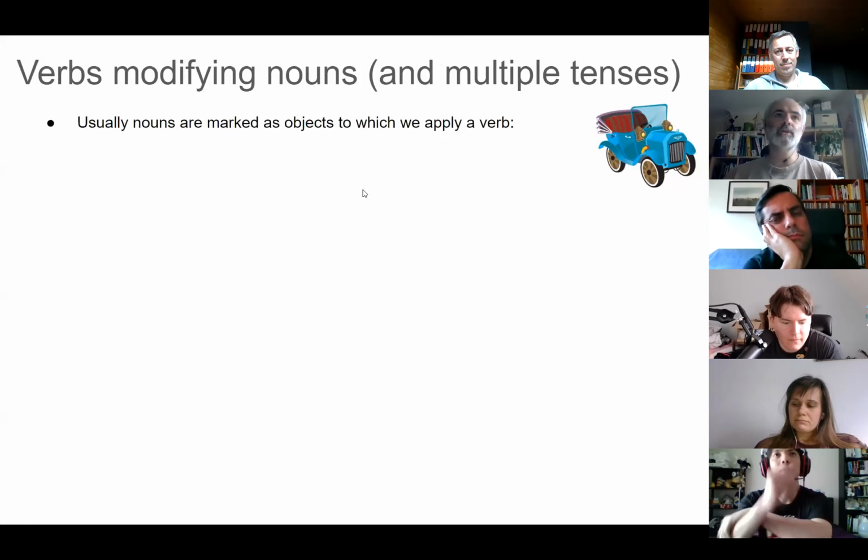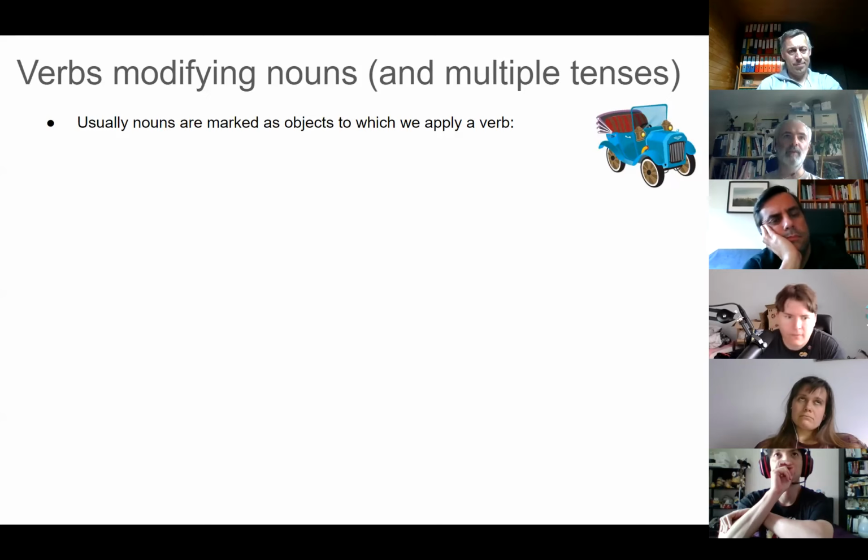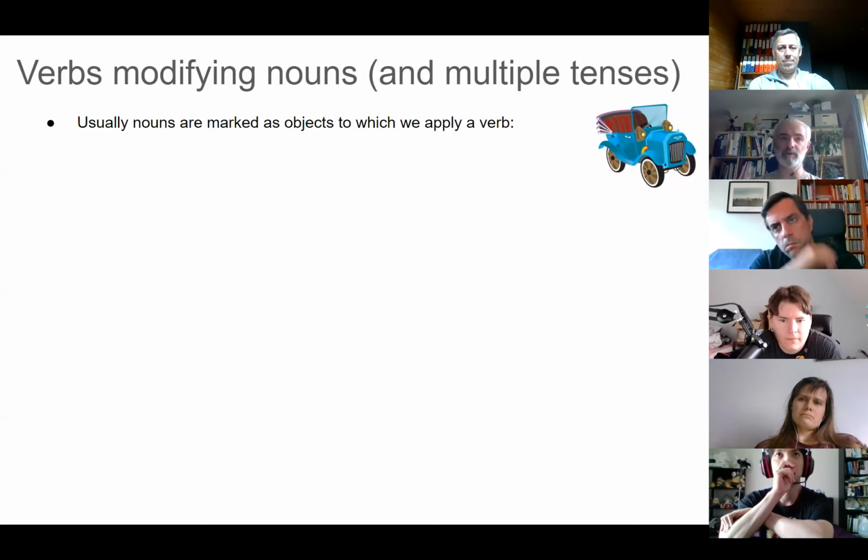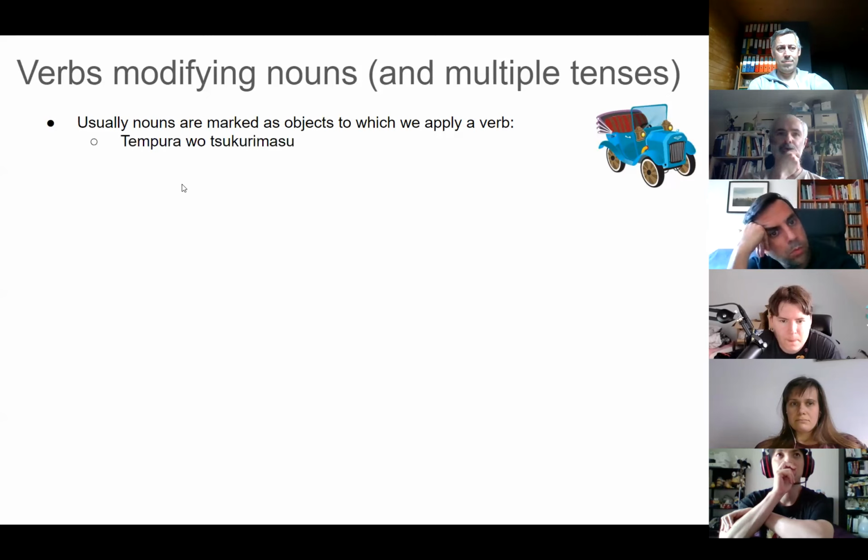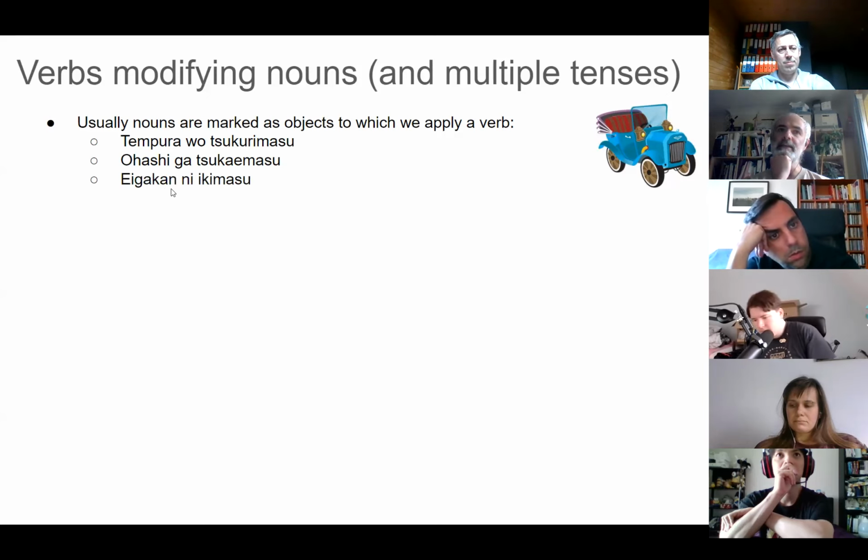So, usually with verbs, if we've got a transitive verb, for example, nouns are usually marked as the objects to which we apply a verb. For example, tempura o tsukurimasu. I make tempura. Ohashi ga tsukaemasu. So here we're using the potential form. Eigakan ni ikimasu. So eigakan is the noun, but we're marking it with ni to say this is the objective location. This is the direction we're going in.